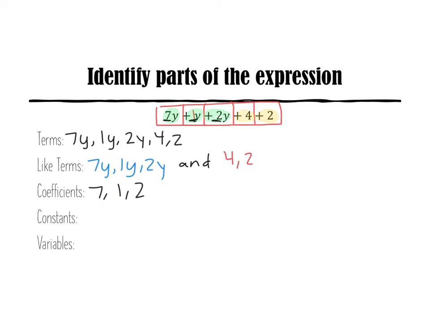Our constants, those are the ones that are constantly alone, so they have nothing else with them. So that's going to be our 4 and our 2. Those are called constants. And then if we look, variables are going to be the ones that are the letters that we have. And the only letter that we have here is y. You don't have to write it 3 different times. Y is the variable that we are working with in this expression.